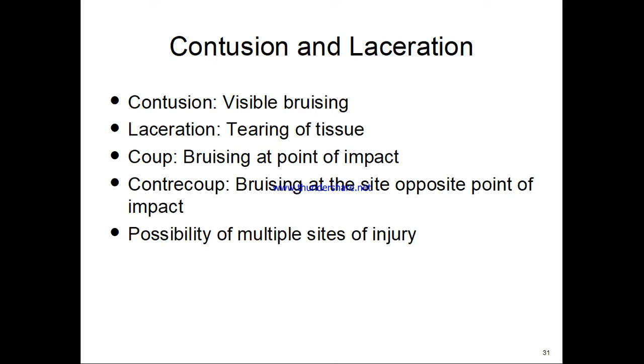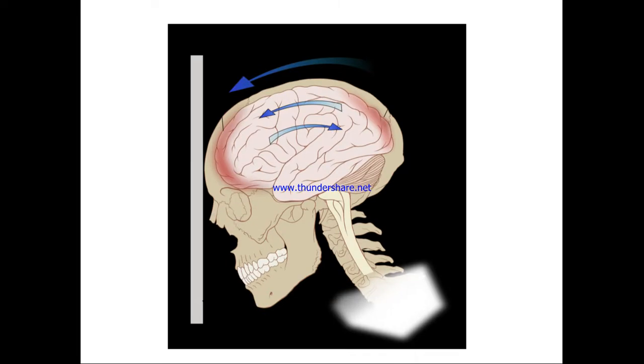Coup and contra coup brain injuries. Coup is the bruise at the point of impact, and contra coup is the bruise at the opposite point of impact. So we have an image here to help you appreciate if you hit your head on the wall, you're going to have the coup injury on the front, but then the brain is going to ricochet back onto itself, and that is the contra coup injury.